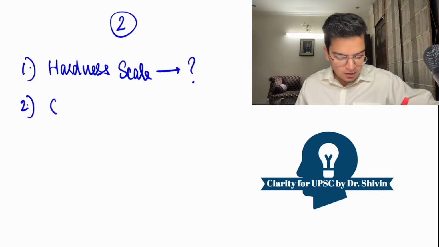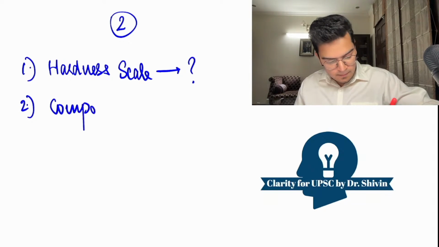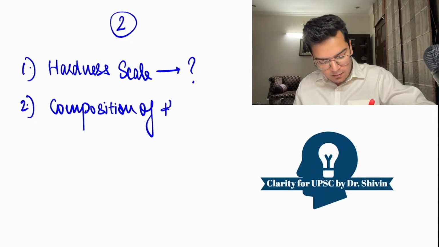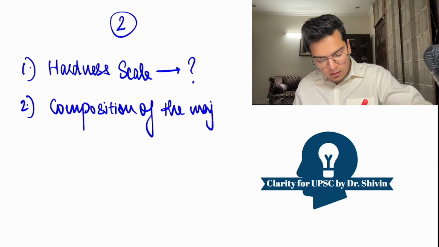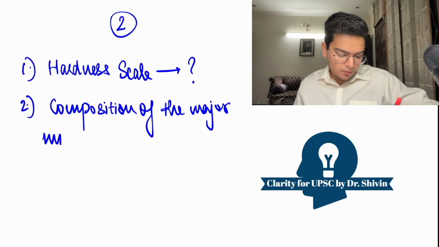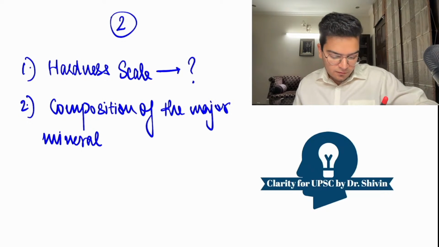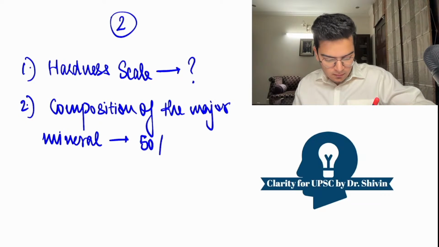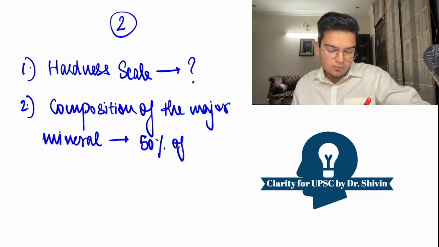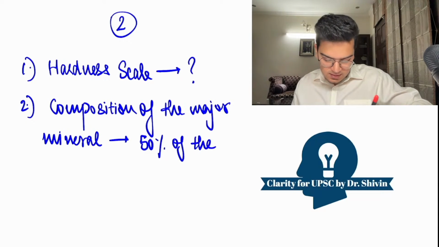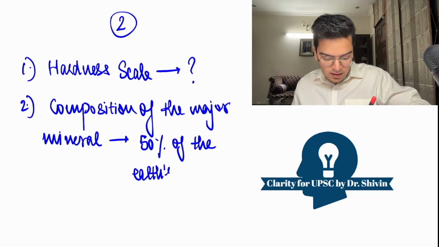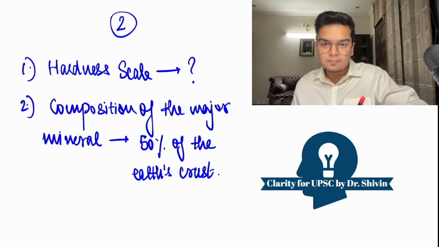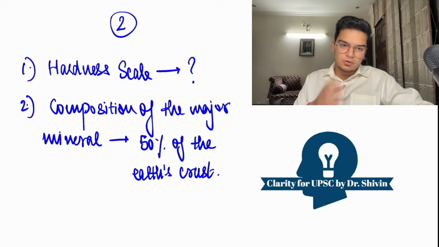Second, tell me the composition of the major mineral that makes up approximately 50% of the Earth's crust. So there is a major mineral which makes up 50% of the Earth's crust. Name this major mineral and tell me its composition. So what is the composition of this major mineral and what is the name of the hardness scale? These two things you have to tell me.